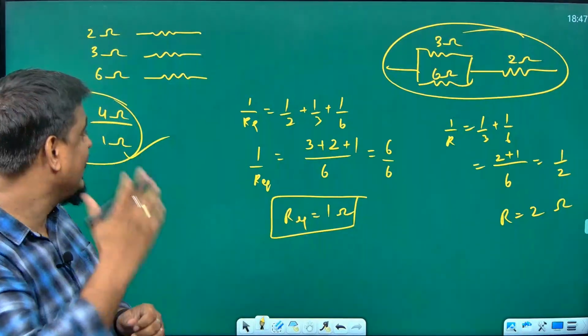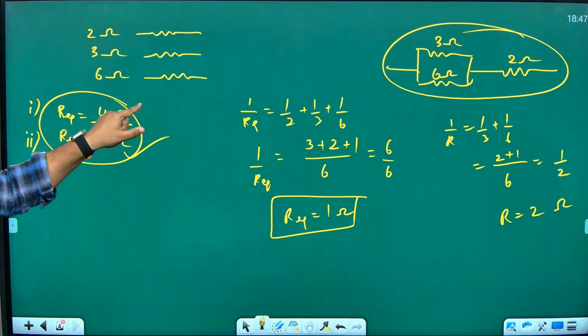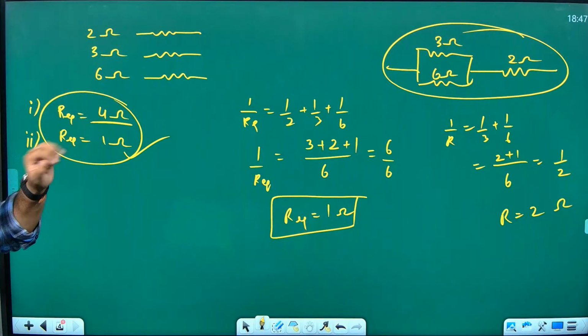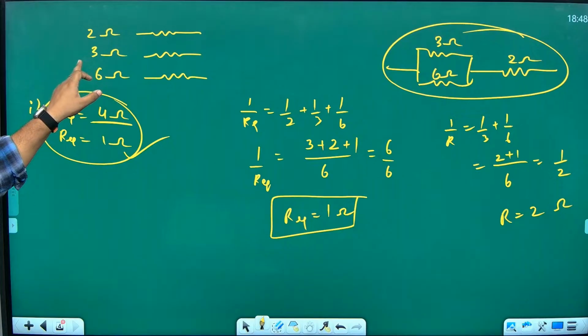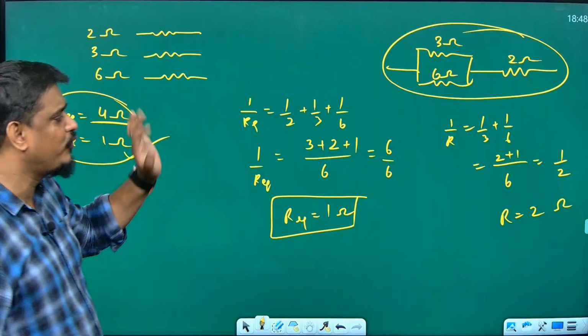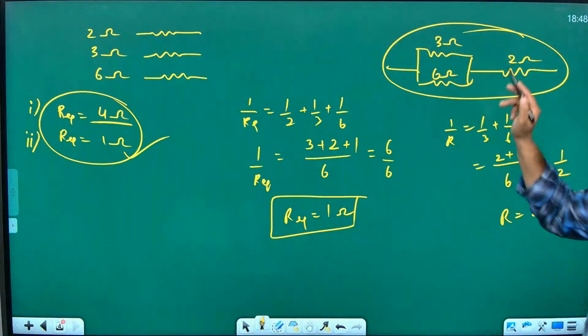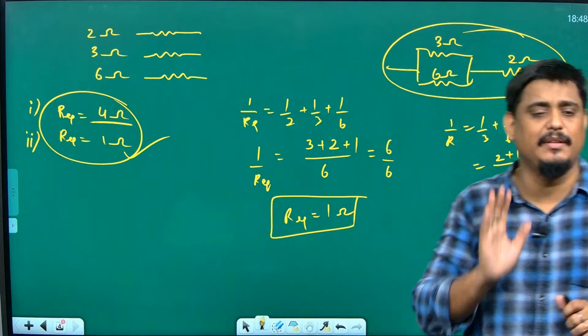Because if I think that I will connect 2 and 3 in parallel and 6 in series, it can never be possible, because the answer will be more than 6 only. So it cannot be this. Second way is connecting 6 and 2 in parallel and 3 in series. That is possible. Check and try. It will not give you 4. So the only way to get 4 is having 3 and 6 in parallel and 2 in series. This kind of question definitely will come in the examination, school exam.